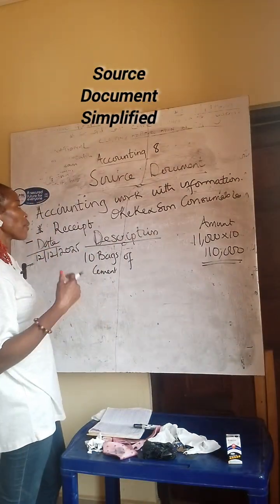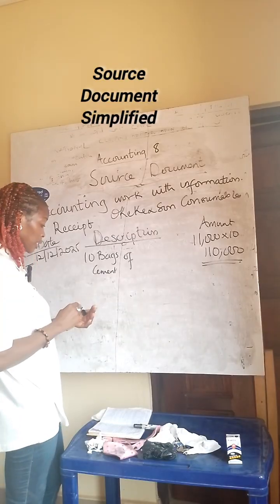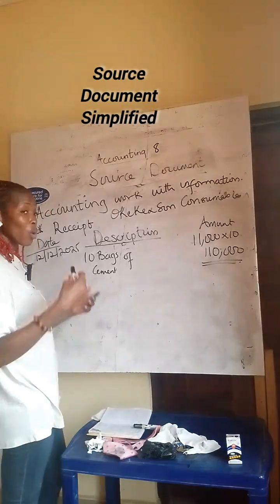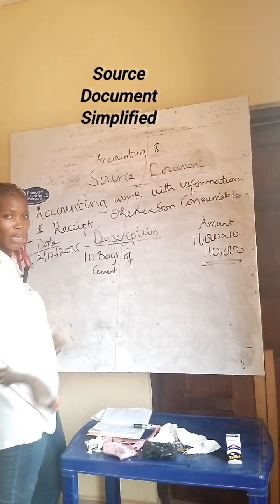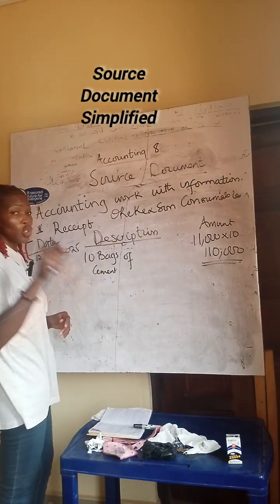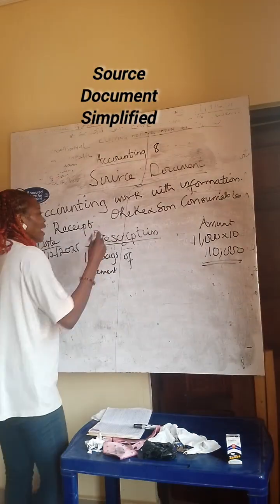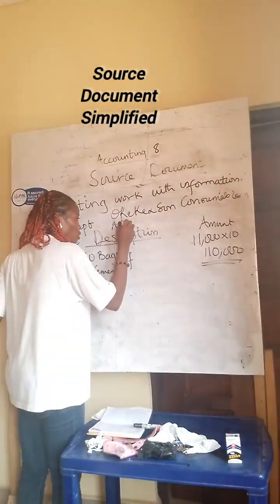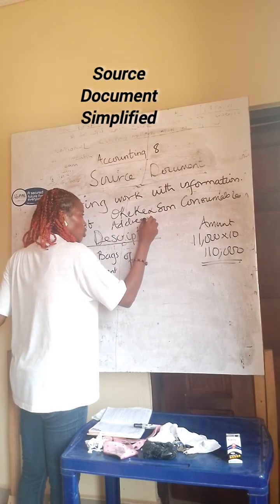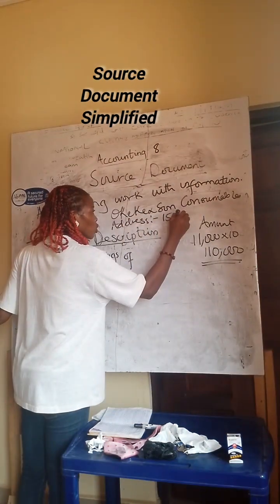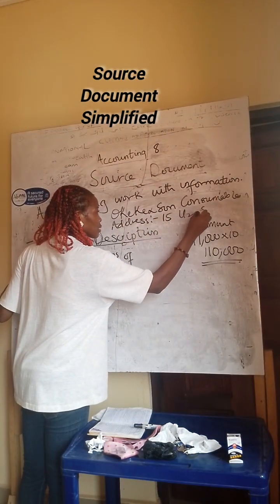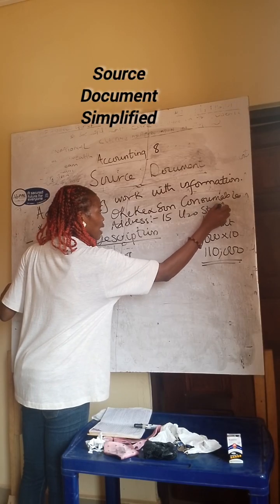Most times receipts are printed by those in the printing business. You go and meet them and say, I want a receipt booklet. They'll give you a booklet bearing your name, your address will be there. So the address of the seller will be there. So let's say it's number 50 Uzo Street, Anambra.